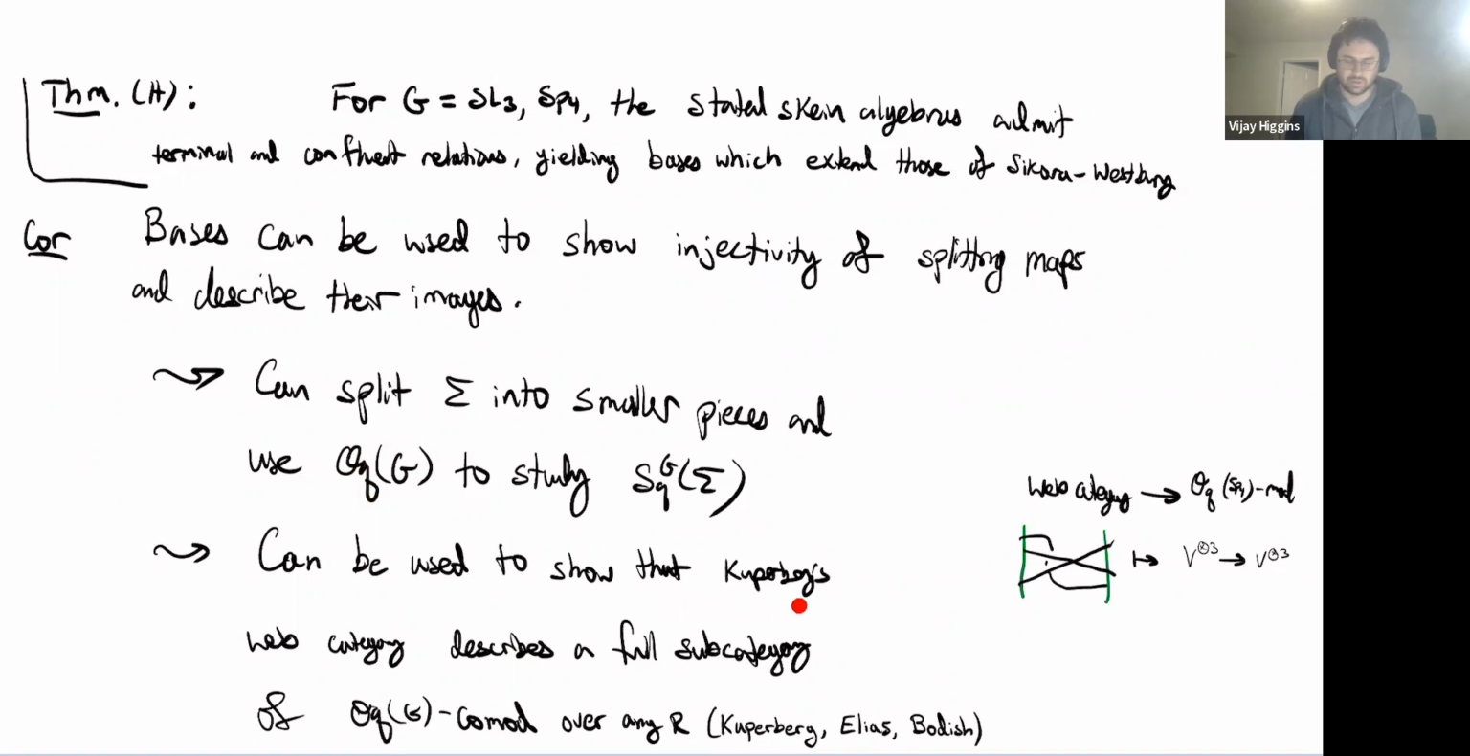And we can also recover the fact that Kuperberg's web category describes a full subcategory of O_q(G) comodules.